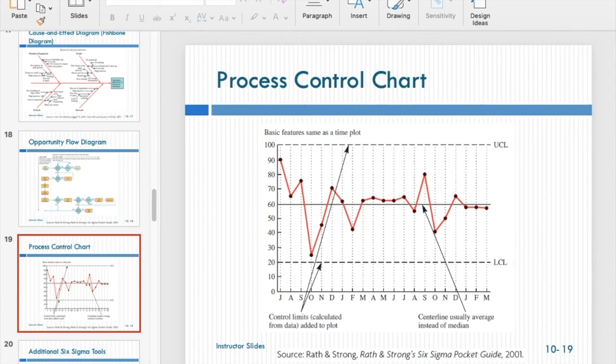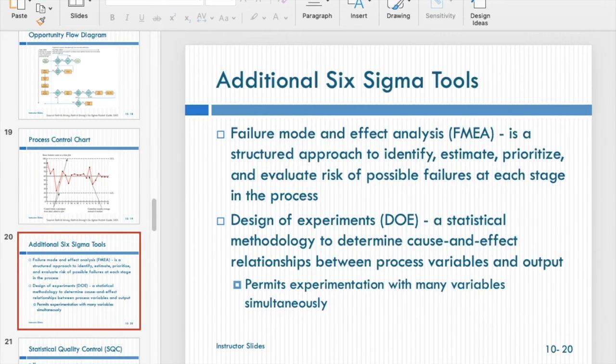This is the brief introduction of the process control chart, and we will use it very frequently in our statistics analysis shortly. In this slide, we also mention two additional Six Sigma tools, which are failure mode and effects analysis, and the design of experiments.